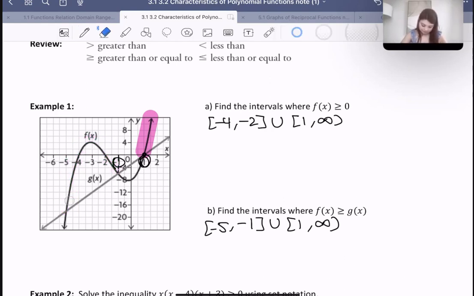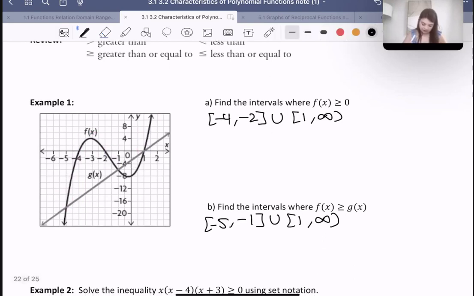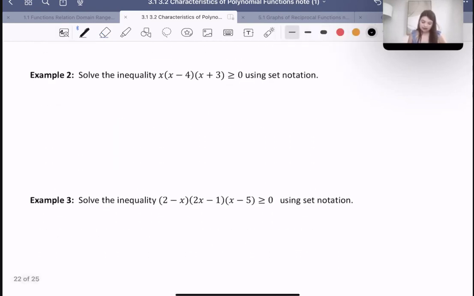Okay, so with all that in mind, let's try example 2. Example 2 says solve the inequality using set notation. Okay, so how are we going to solve this inequality? Well, here we want to know where we're greater than or equal to 0. So in order for this to be greater than or equal to 0, it needs to be part of an interval where we've crossed 0, right? So if we find the zeros, we found the boundaries.